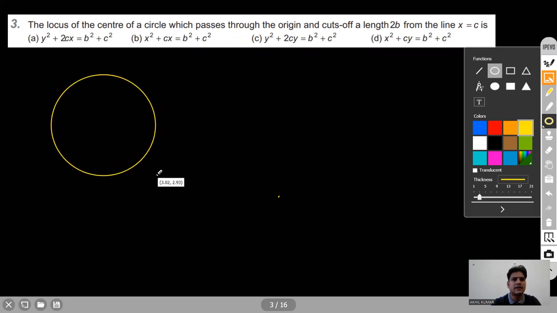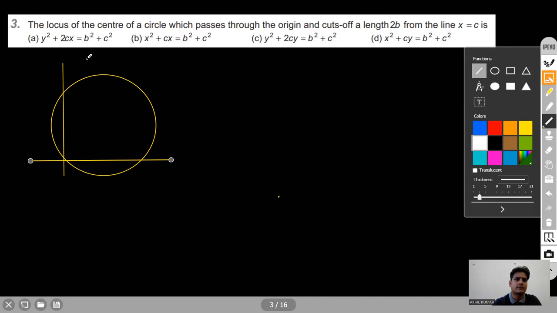So one circle is there which passes through origin. Okay. So let's make the x and y axis. So this is our coordinate axis, and this circle passes through origin, and it is cutting a length 2b from line x is equal to c. Okay, so one more line is there. Suppose we are taking this as x equal to c. It is cutting an intercept of 2b from this line.